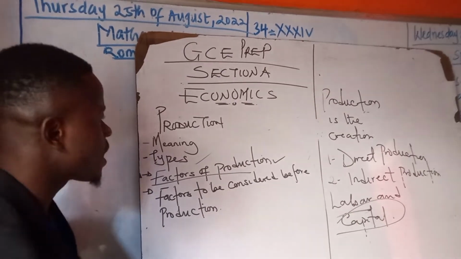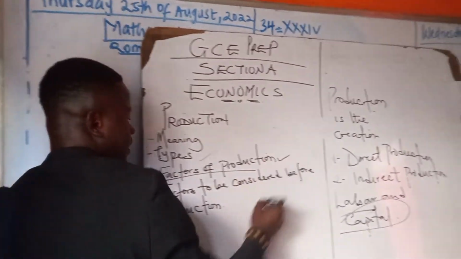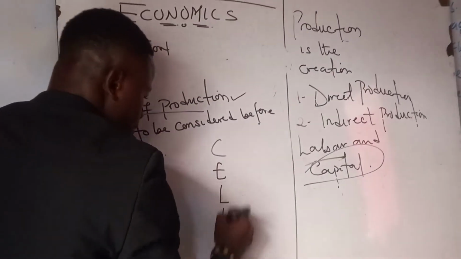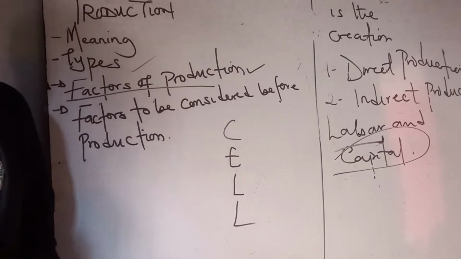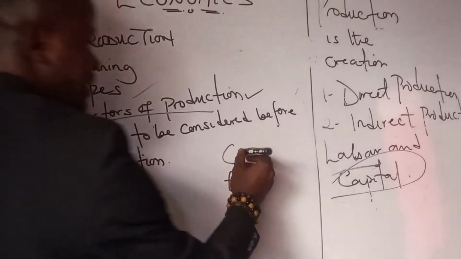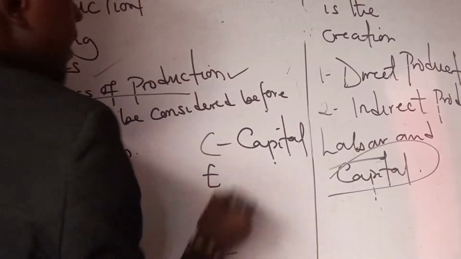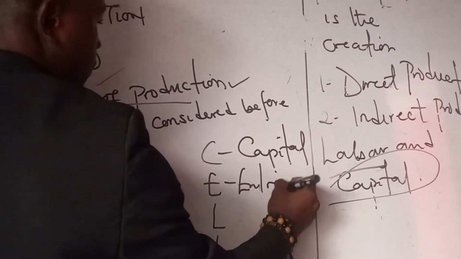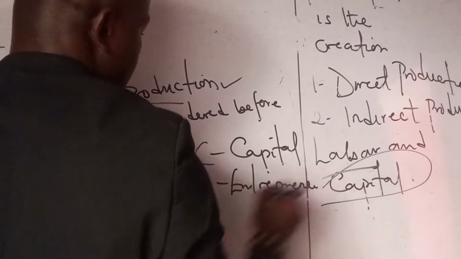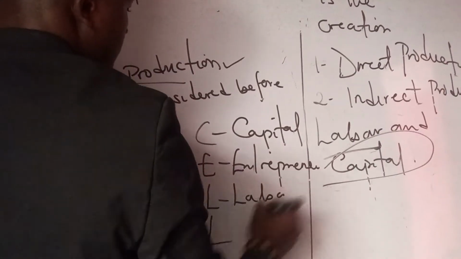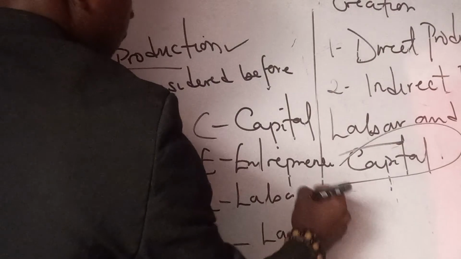I call something CELL. You can say after me, CELL. This is an acronym given to it. It means that the C stands for capital, the E stands for entrepreneur, the L stands for labor, and A stands for land.